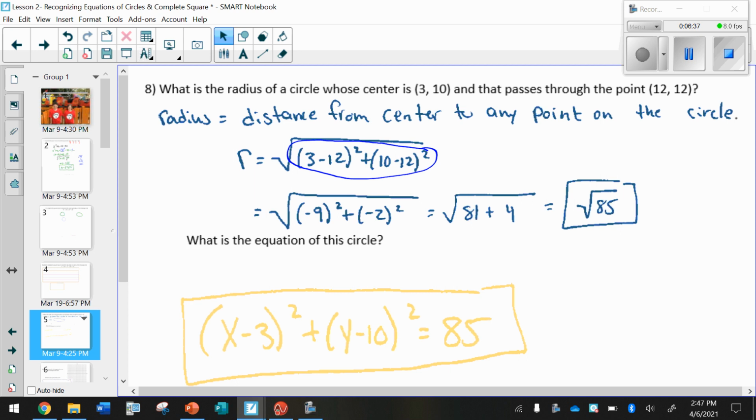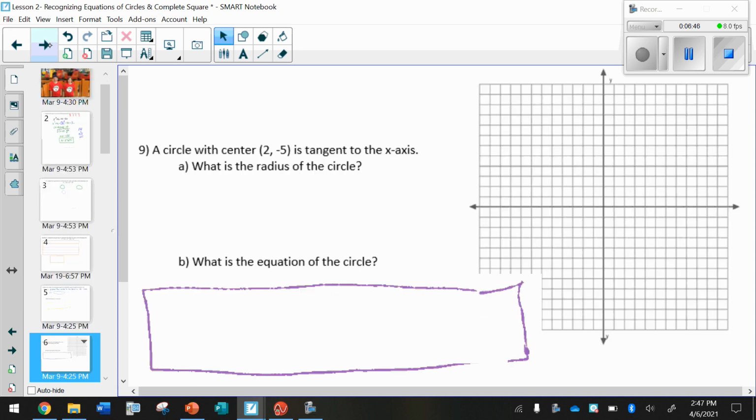And there we go. Don't forget the square, the radical 85 turns into 85 because radical 85 squared is 85. All right, a circle with a center at (2, -5) is tangent to the x-axis.